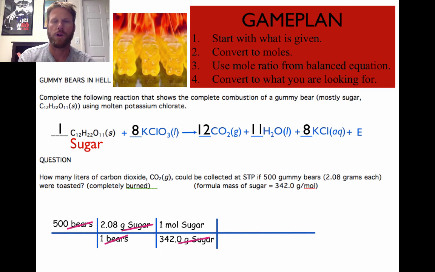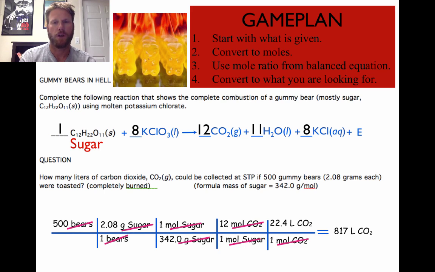Now we can use the mole ratio from the balanced equation. 1 mole of sugar will give us 12 moles of carbon dioxide gas. We are now in moles of carbon dioxide gas, but the problem asks for liters of gas at STP. So we can make use of our friendly little conversion. 1 mole of CO2 is 22.4 liters of gas at STP. We do the multiplication and division. We should get 817 liters of carbon dioxide.